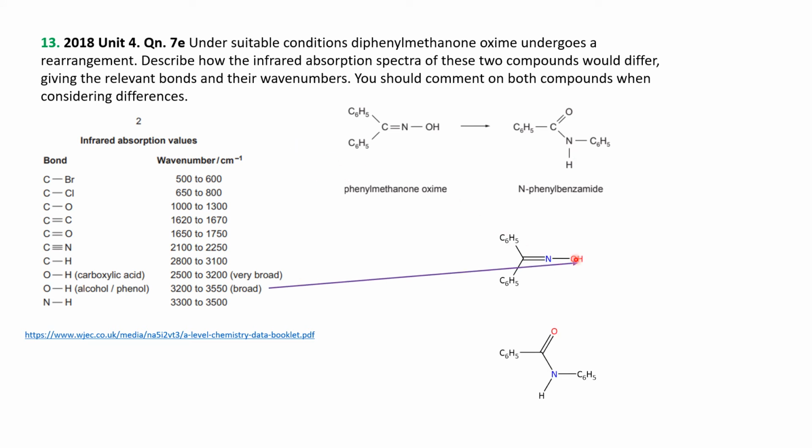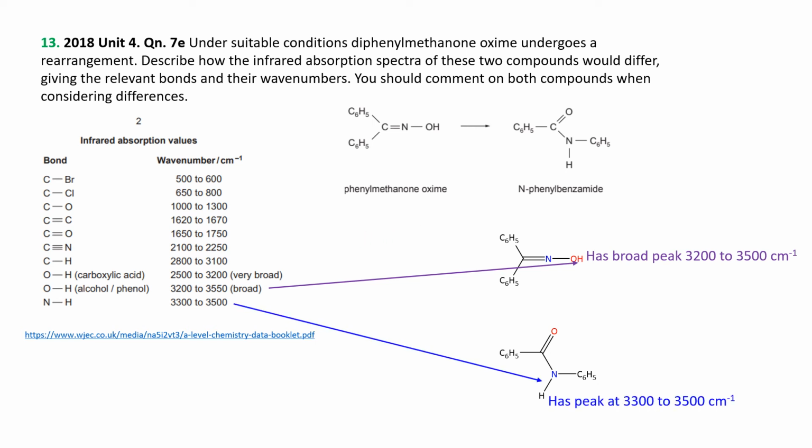We've got an OH in the phenylmethanone oxime. We'll henceforth just call this an oxime. And of course that will start to disappear once that rearrangement is happening. Nice broad peak at 3200 to 3500. And then you have this NH peak at 3300 to 3500. And again, there could be a little bit of obscuring going on there between the OH and this.